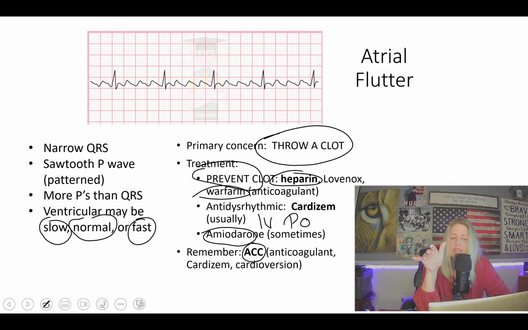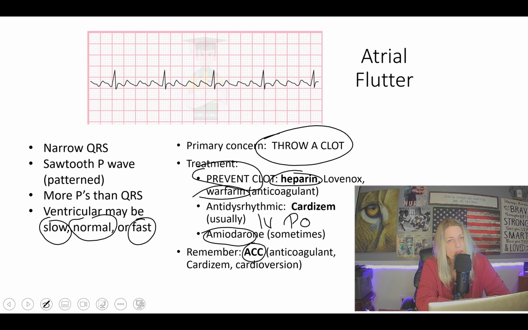They don't do both Cardizem. Well, they don't say start them on Cardizem and schedule them for a cardioversion. This is synchronized cardioversion, not defibrillation, synchronized cardioversion. What they do is they'll say, well, let's get them on an antidysrhythmic. Definitely start them on an anticoagulant because we don't want them to throw a clot. Put them on an antidysrhythmic. If that doesn't work, we can schedule them for a cardioversion. So these are your possible options: anticoagulant, Cardizem, cardioversion.